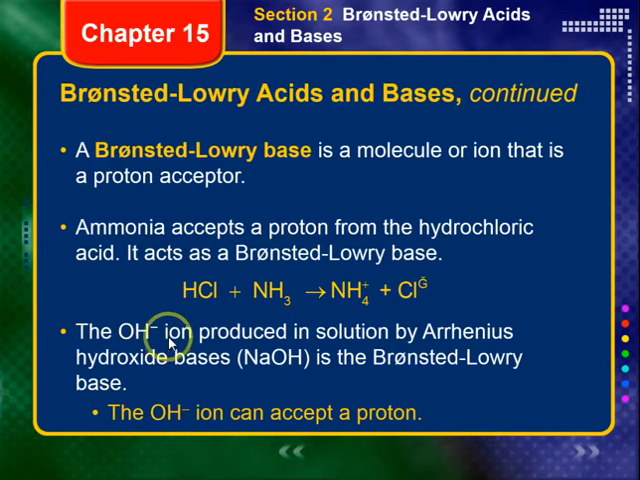The hydroxide polyatomic ion produced in solution by Arrhenius hydroxide bases, like for example NaOH, is a Bronsted-Lowry base as well. Okay, so the NaOH, which is the Arrhenius base with the hydroxide, because when it dissociates, it generates the Na plus and an OH minus. That OH minus can accept a proton. What will it be when it accepts a proton? It'll be water. It'll be H2O, because it gained the proton, the hydrogen ion. And so that OH minus can accept a proton, therefore it is a Bronsted-Lowry base.